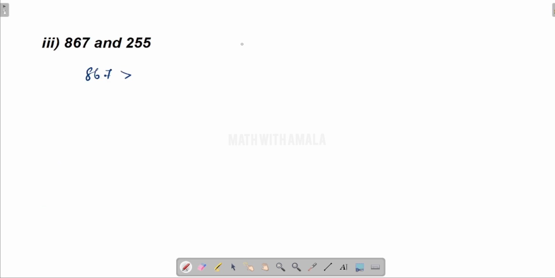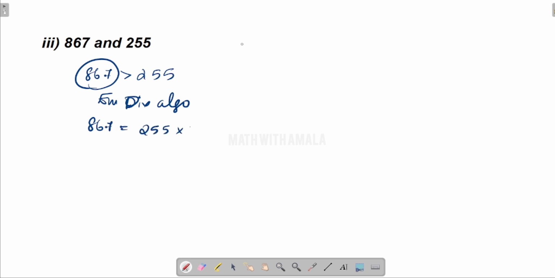It's 867 and 255. Here 867 is greater than 255. Let's apply Euclid's division lemma for 867, which is equal to 255 into some number plus a remainder. So 255 × 3 + 102. Here you can find this number 3 in this way. Let's take 255, because you have to express 867 in terms of 255. So let's take 255 for 2 times.